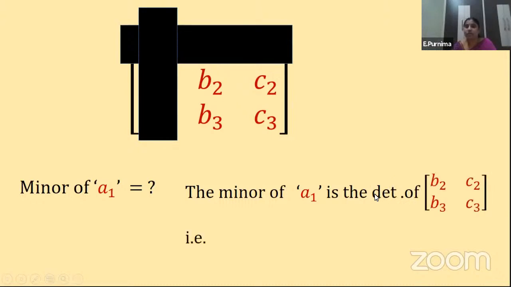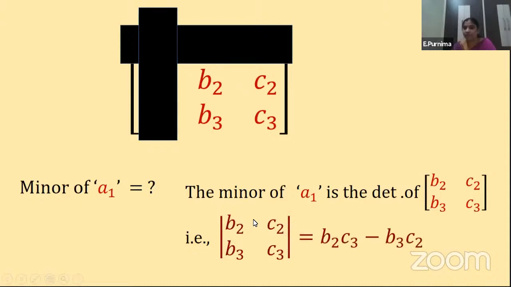Is it clear? So how do we write a determinant, children? In the last class also I told you, you have to write it in vertical lines. B2, C2, B3, C3 is equal to what? The cross multiplication, here as AD minus BC. We know now. So according to that formula, it is nothing but B2 into C3 minus B3 into C2. Is it clear, children? So that we have done here. So this will give you the minor of the element.